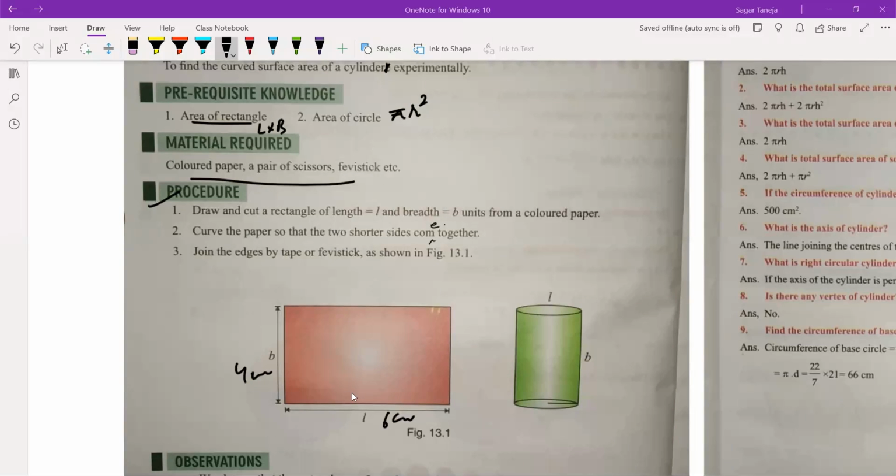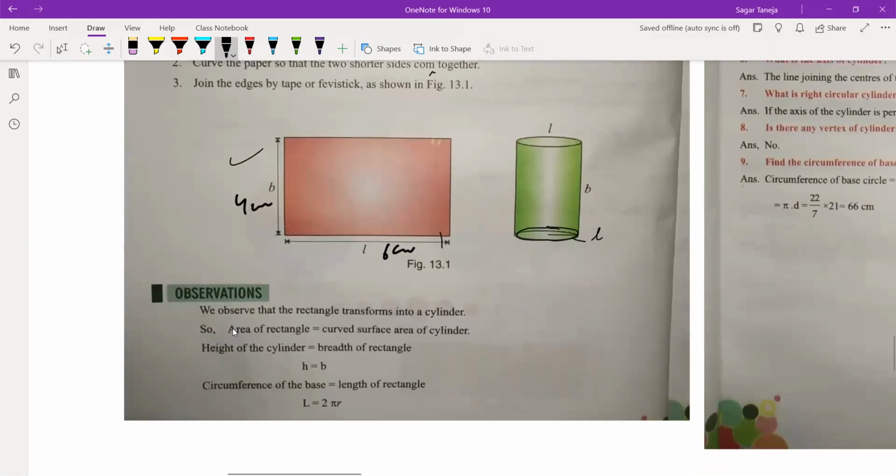Now this length is in the form of a circle. So this circle is the actual length, and this breadth is the height. We observe that the rectangle transforms into a cylinder. Area of rectangle is curved surface area of cylinder. Whatever will be the area of this rectangle will be the curved surface area of the cylinder.